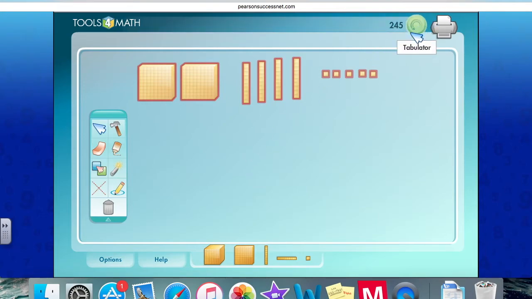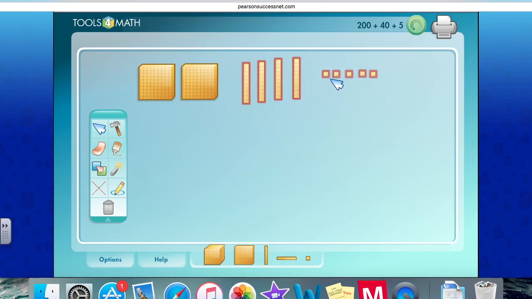When I hit my tabulator, it tells me that my value is 245 here. Now let's see where they got those numbers from. 245 in word form. Now let's see, we have expanded form here. 200 plus 40 plus 5. They got the 200 from over here. We have 2 hundreds flats. 100, 200. Now we move on to the next place, 40. We go to our tens rods because that represents our tens place. 10, 20, 30, 40.